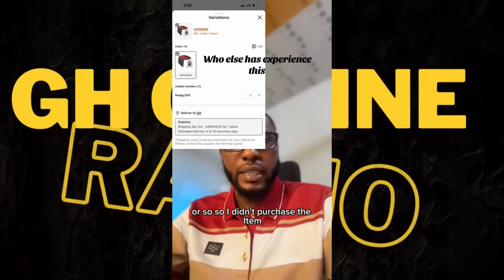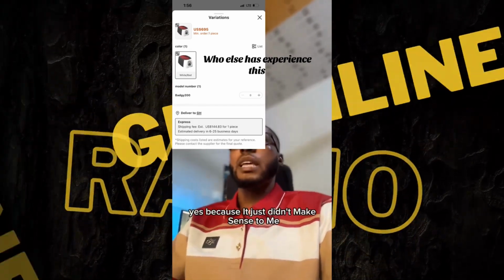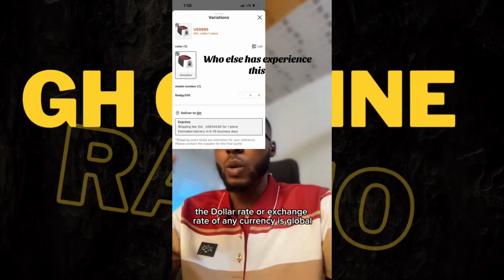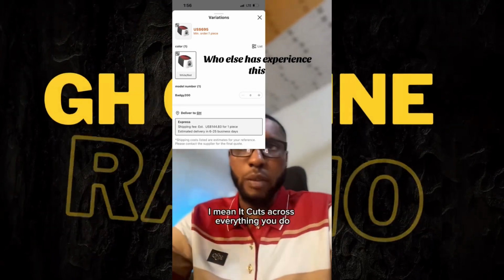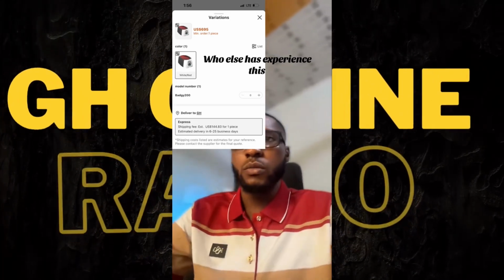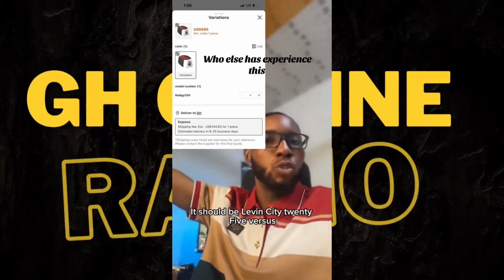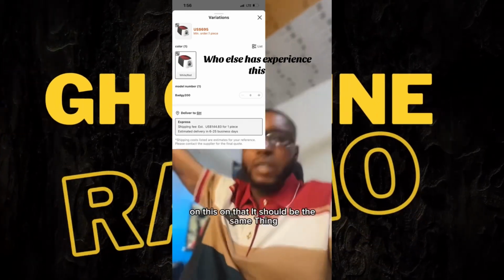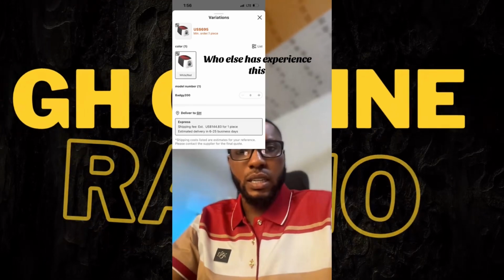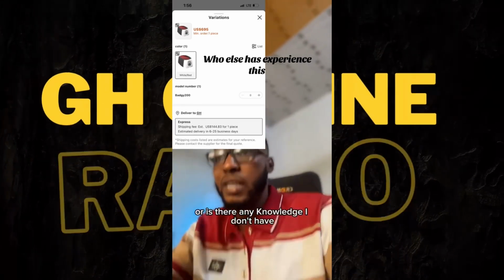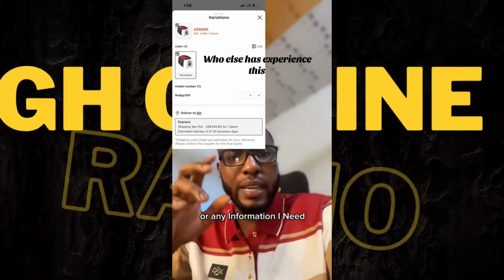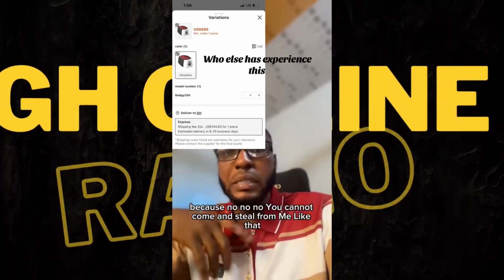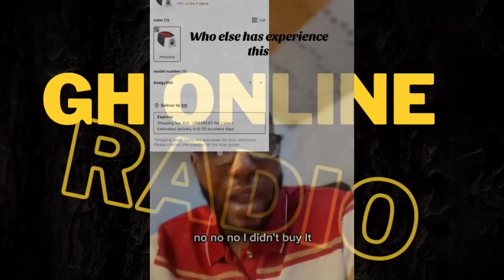So I didn't purchase the item. Yes, because it just didn't make sense to me. Why I thought the dollar rate or exchange rate of any currency is global. I mean, it cuts across everything you do. So on Alibaba, it should be 11 cedis, 25 pesewas. On this platform, on Jumia, on this, on that, it should be the same thing. Or is there any knowledge I don't have or any information I need? Because I just didn't understand. You cannot come and thief me like that. No. I didn't buy it.